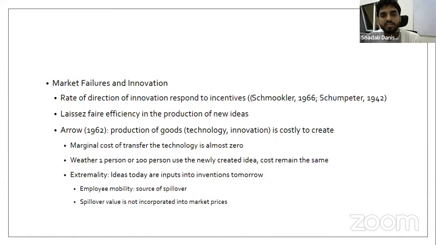Whether 1% or 100% uses the newly created idea, the cost remains the same. So no matter if 1% is using the same idea or 100% or 1000%, the cost is not varying, which means that the additional cost of using that particular technology is almost zero. So because of these things, it is difficult to make the price. It is difficult to establish a certain price.